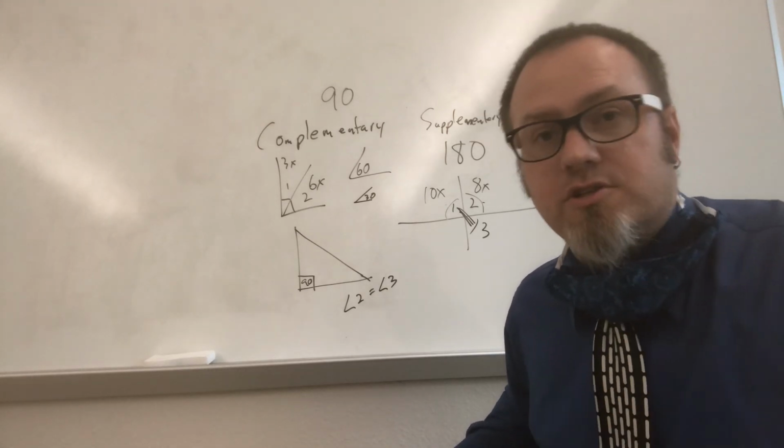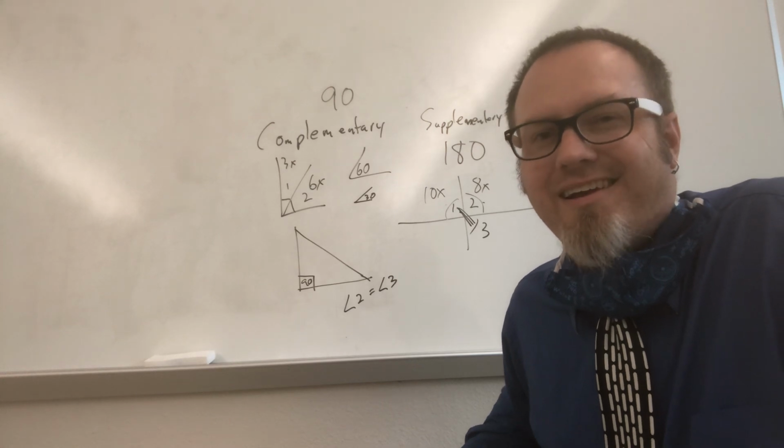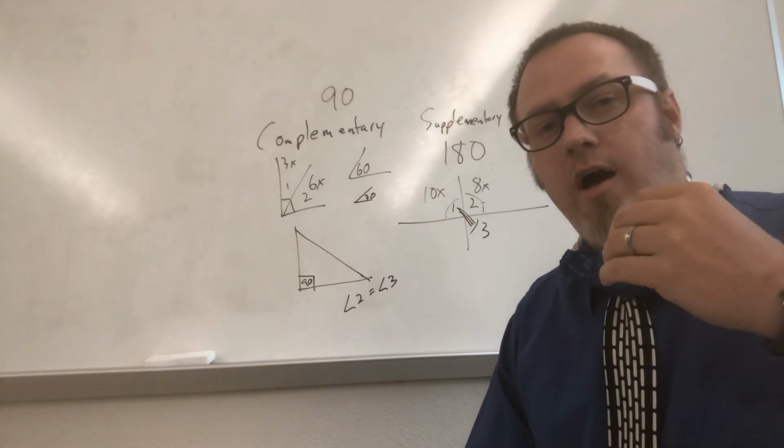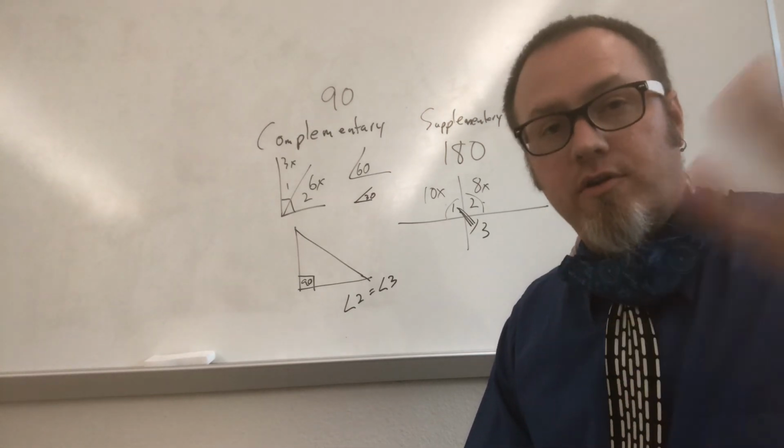So that's pretty much it. Just remember, complementary adds up to 90, supplementary adds up to 180, and anytime you put those together, algebraically, you're going to be solving for either 90 or 180.